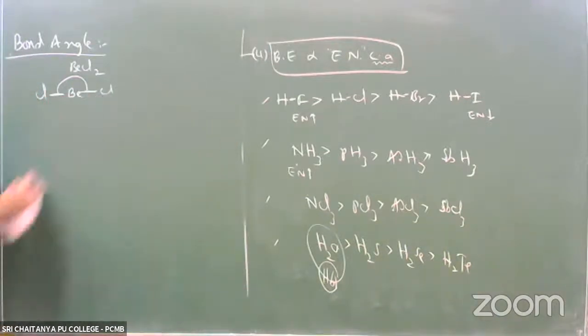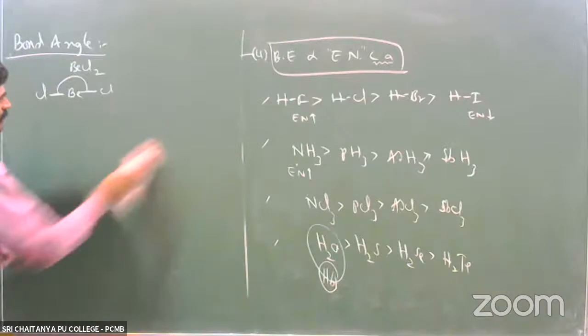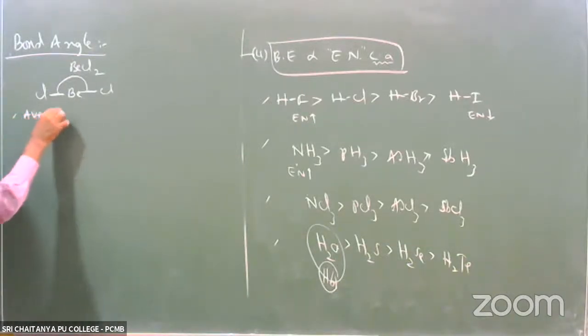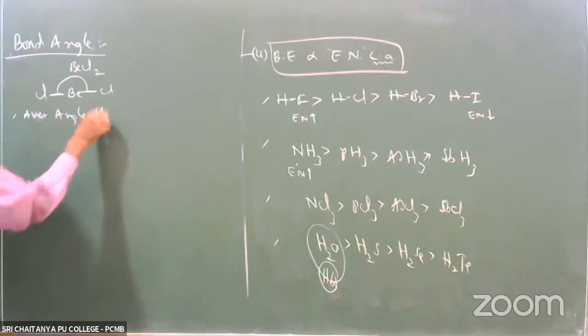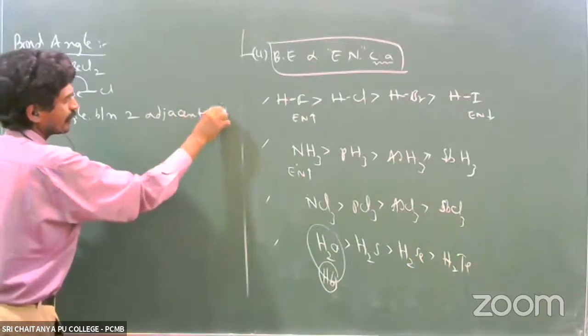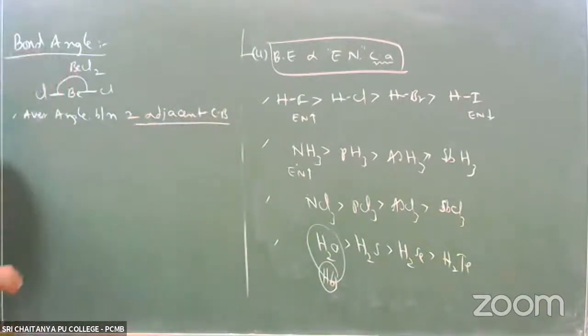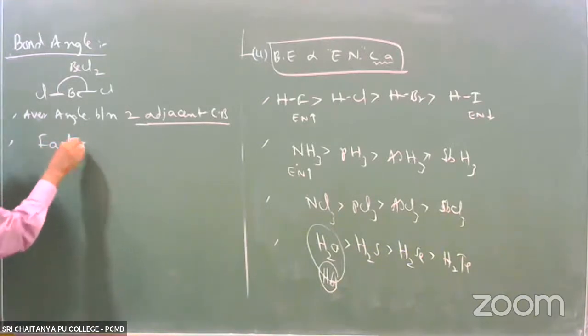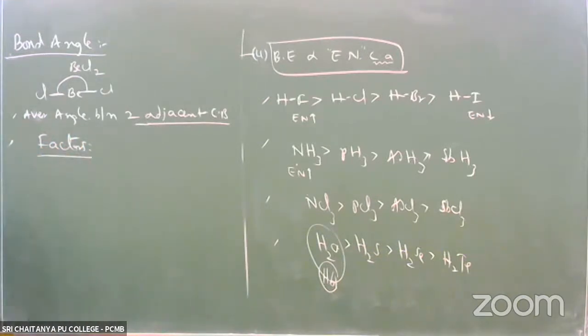So we can define it: the average angle between two adjacent covalent bonds in a covalent molecule is called bond angle. Is the bond angle of different covalent molecules similar? No, it is different for different covalent molecules. Then how can you know? It is decided by certain factors. Now we are going to discuss the factors influencing the bond angle.